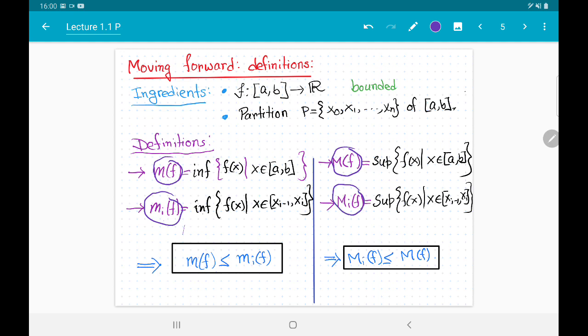So what is small mf? It is the infimum of all the values f(x) as x varies inside the interval [a, b]. Big Mf is the supremum of all f(x) as x varies inside [a, b]. Now you may notice that these two definitions, small mf and big Mf, are independent of any partition P.